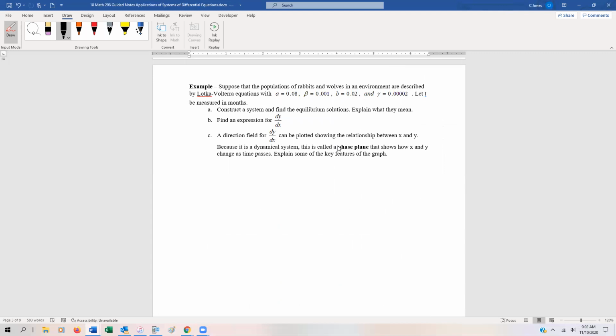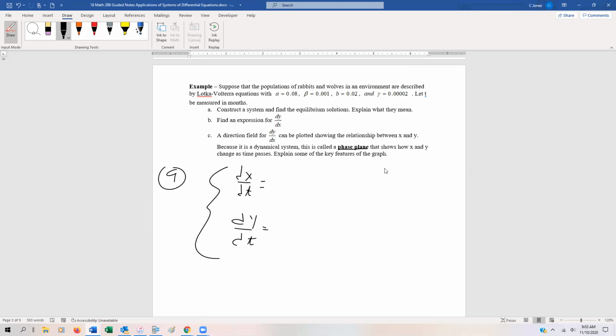So let's construct the system, find the equilibrium solutions, and then find an expression for dy/dx. Finally, we're going to find something called a phase plane, and we're going to be able to describe what that looks like. So for part A, our differential, we have dx/dt, and then we have dy/dt.